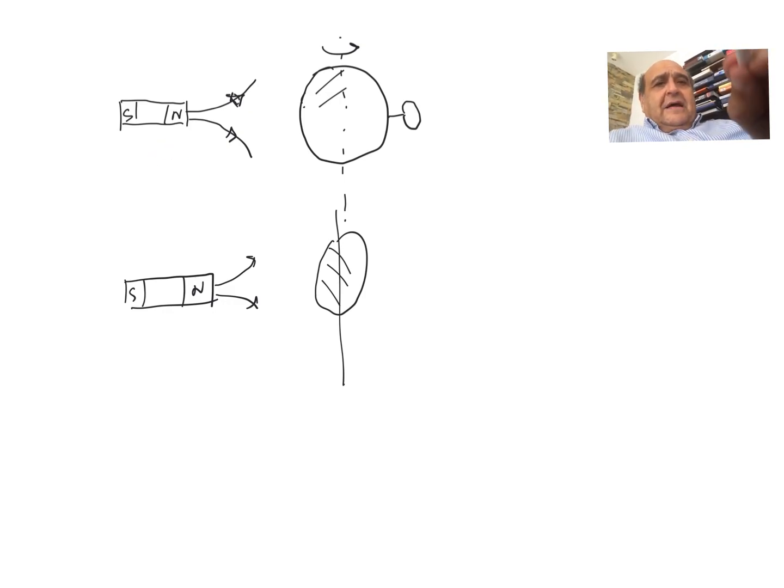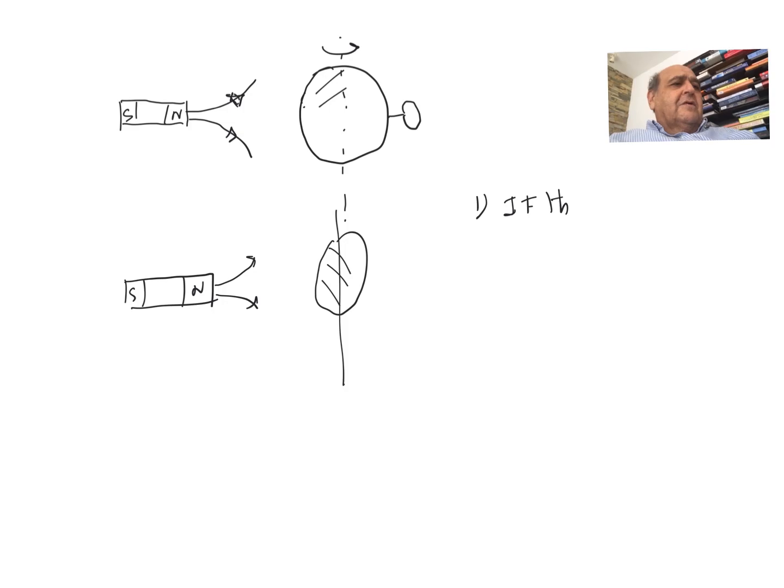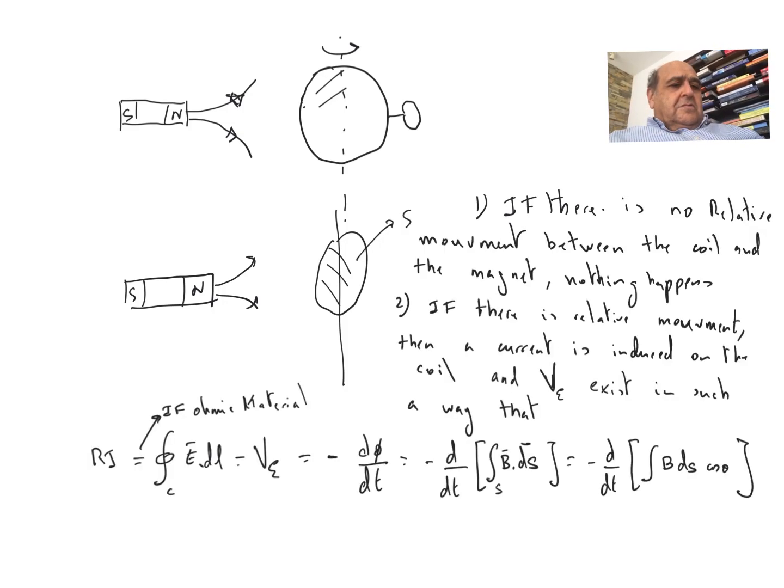So the first thing that I observe is that if there is no movement between the coil and the magnet, nothing happens. I cannot induce any current, or any voltage, on the loop, on the coil, and nothing happens.